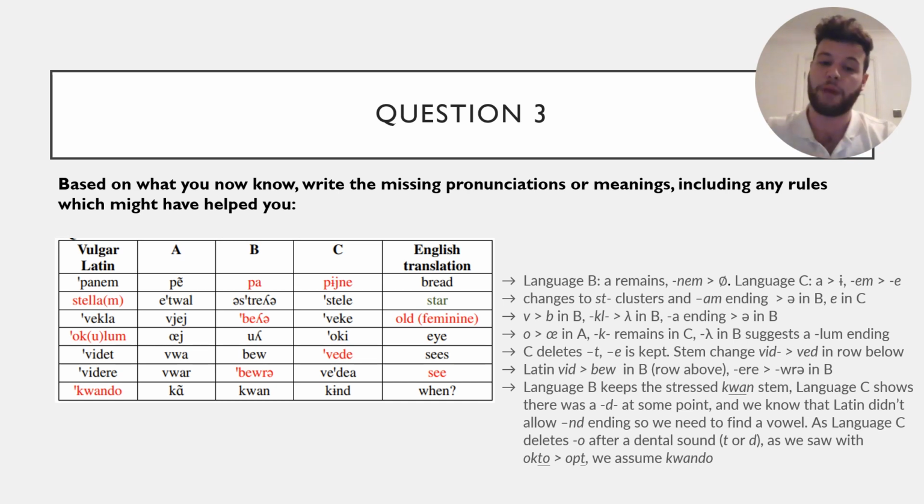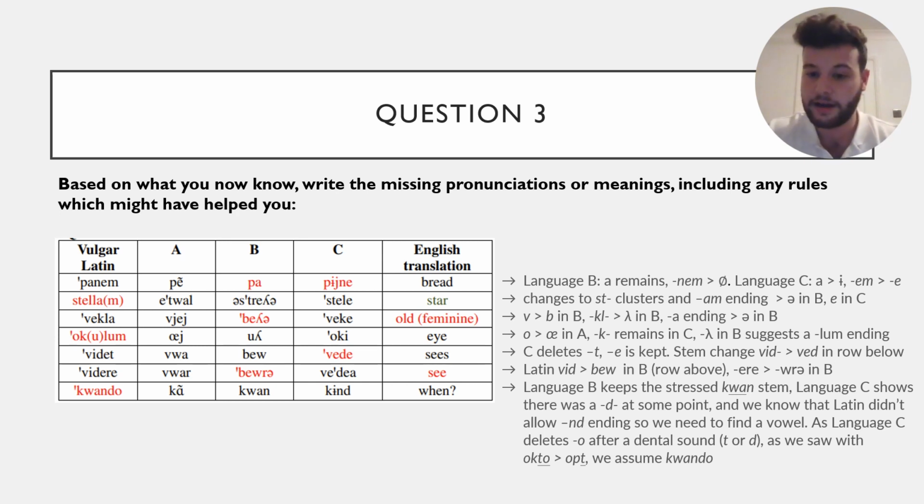What I will say is for the next row, this stella, that's tough. It's tougher to go back in time than forward because until now, we've been saying what things become as they go forward in time. So how did I get to stellam? We know that there were changes to the st clusters, but we know that language C tends to be quite faithful. So we know that language C tends to retain these stems. So I knew that stel was a good starting point.